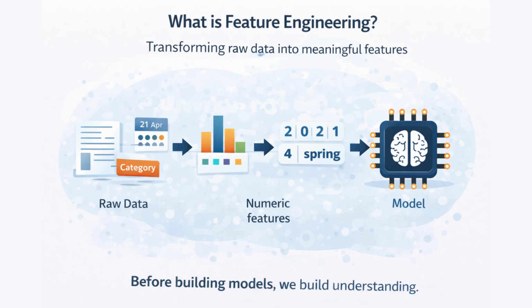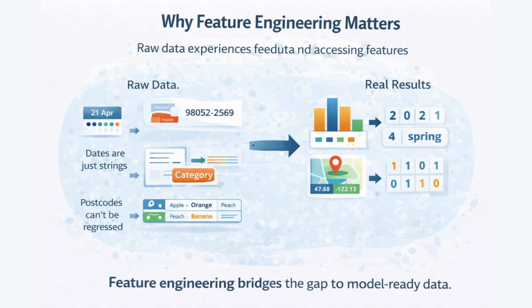Now let's talk about feature engineering. Feature engineering is the process of transforming raw data into meaningful inputs that a machine learning model can understand and use effectively. Models don't understand text, they don't understand dates, they don't understand categories, they understand numbers. Raw data is rarely model ready.